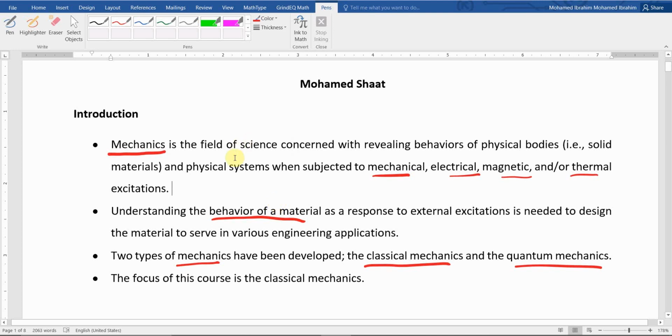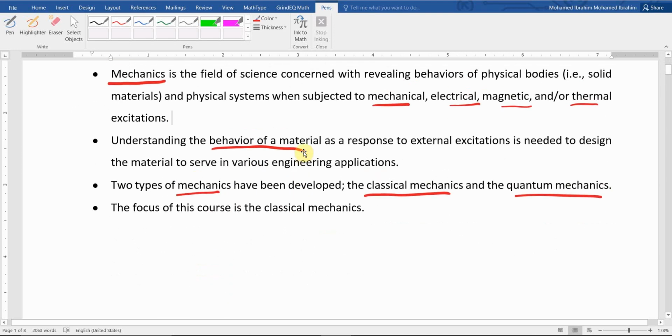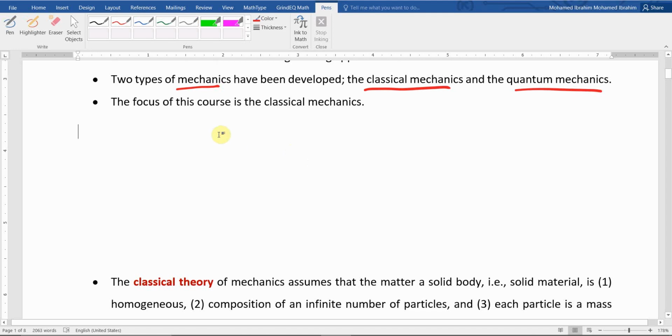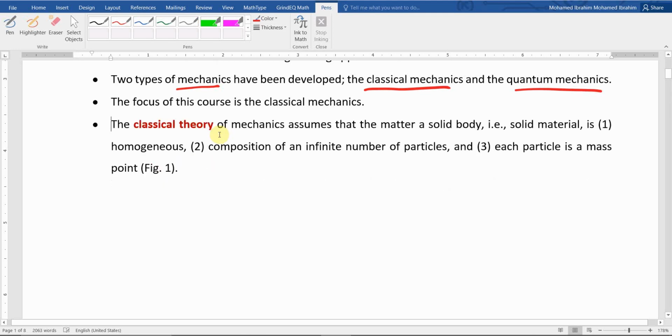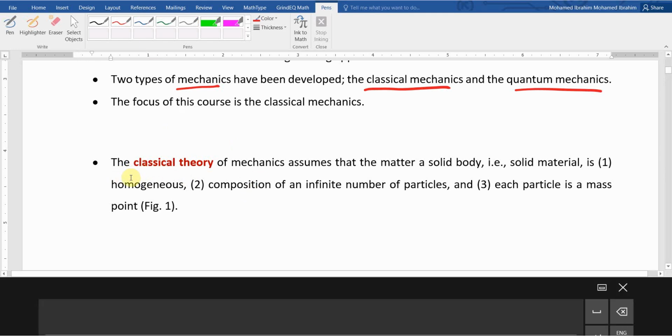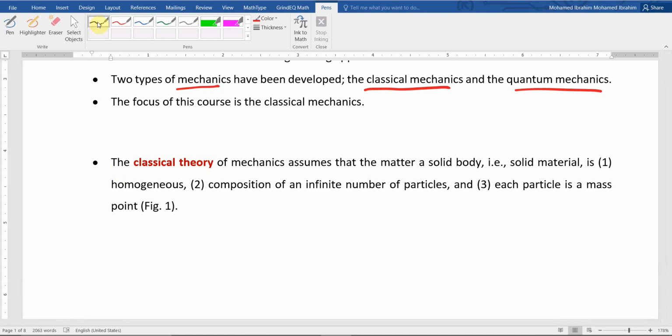What does mechanics mean? Again, simply, mechanics means the behavior of the material under different circumstances or under different excitations, like mechanical, electrical, magnetic, or thermal excitations. All right. So how about the classical theory of mechanics? Let us just focus on the classical theory of mechanics. As I mentioned, our main concern through this course will be the classical mechanics.